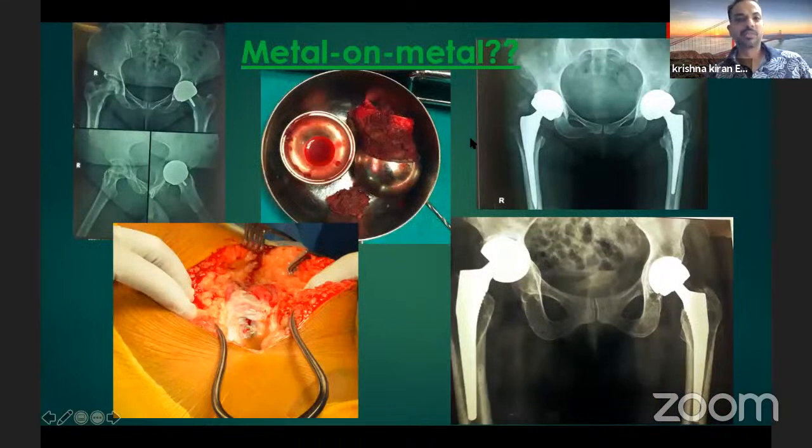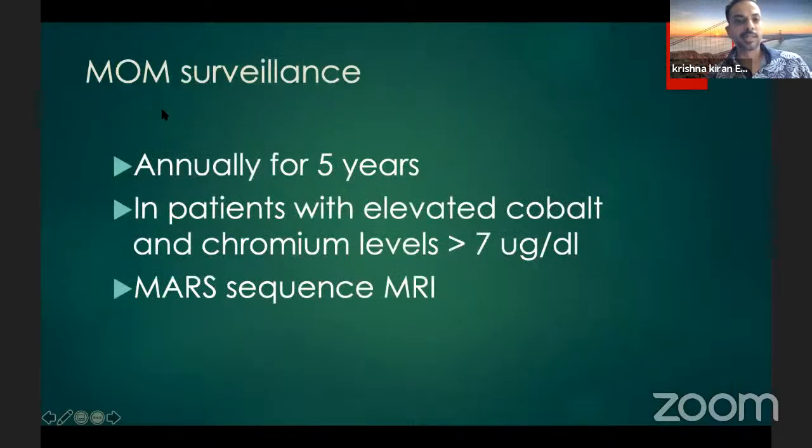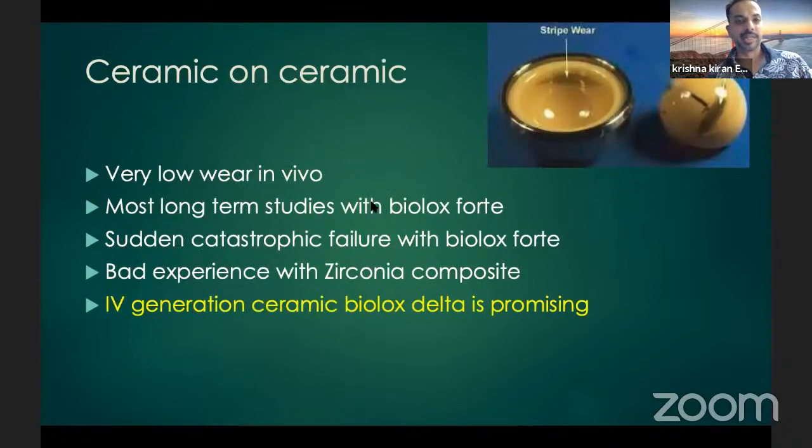Metal on metal has fallen out of repute, mainly because of the failure of the large diameter metal on metal total hip arthroplasties. And it is recommended that there must be surveillance annually for 5 years. And in patients with elevated cobalt and chromium levels more than 7 micrograms per deciliter, the MARS sequence MRI must be done to look at and grade the extent of pseudotumors, if any, in these patients in order to recognize and do early revision wherever indicated.